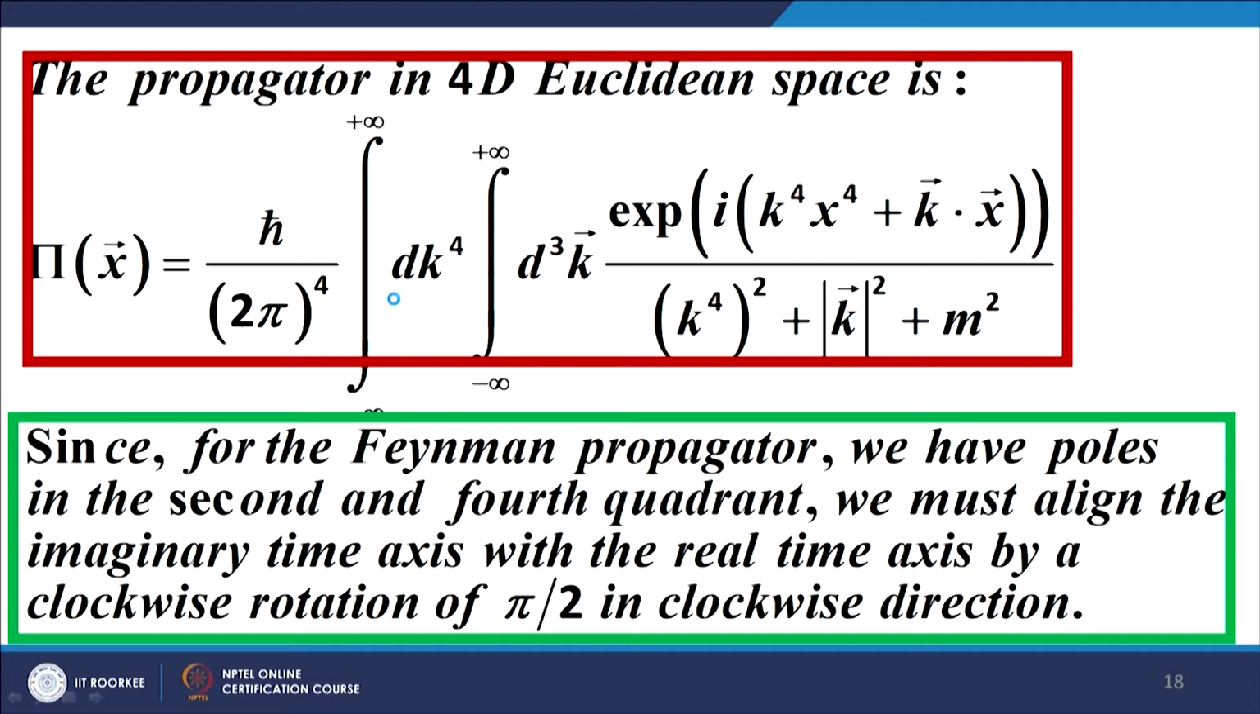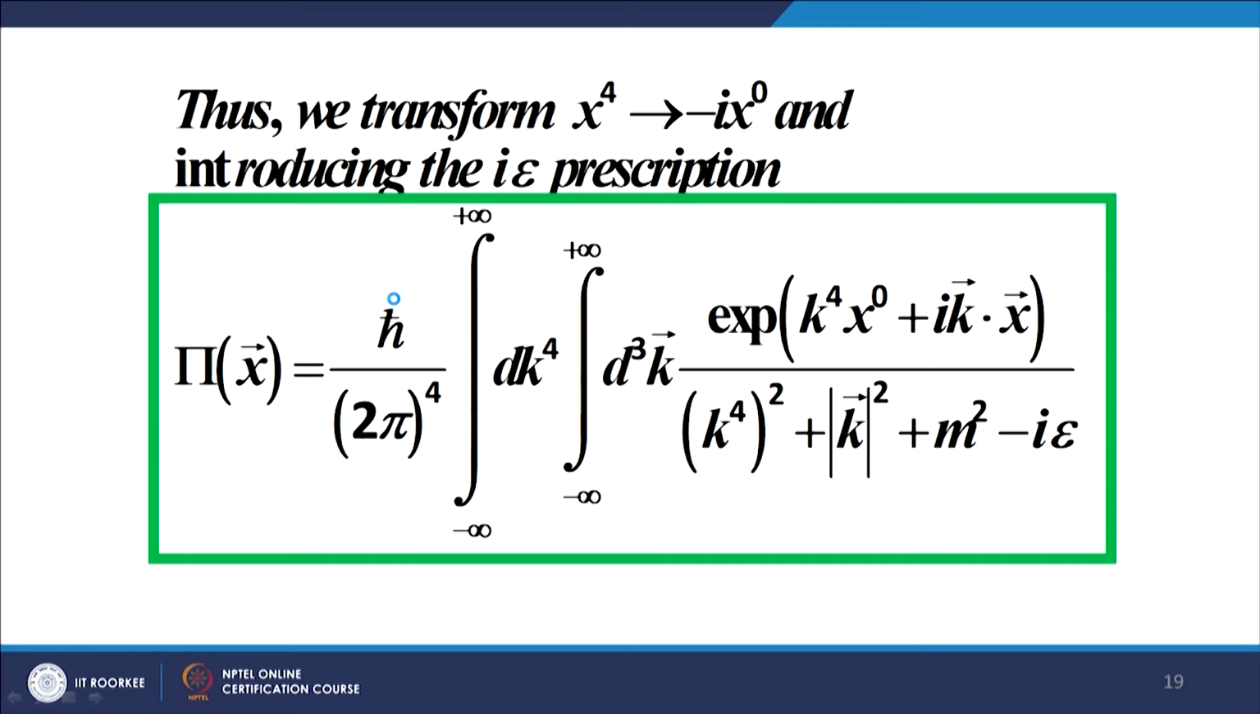Therefore, when I move from the Euclidean space, imaginary time in the Euclidean space, to real time in the Minkowski space, if I want to avoid the poles in my integration contour, I will need to rotate the imaginary axis by an angle of pi by 2 in the clockwise direction, and that is precisely what is done, and that is manifest by the transformation x 4 goes to minus I x 0.